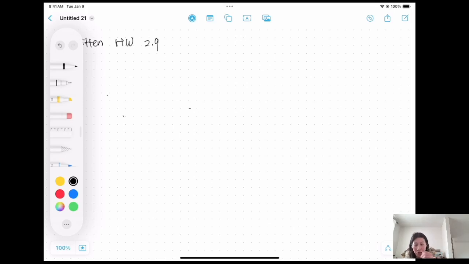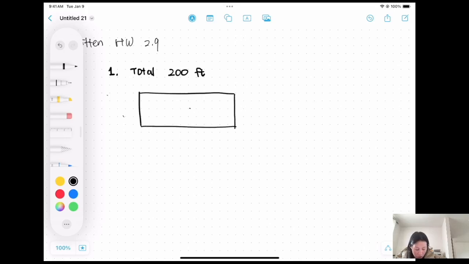First one, you have 200 feet of fence, so we know that all of the fence, the measurement is 200 feet, to construct a rectangular pen with a fence divider down the middle, just like the graph they show you. What dimension of the pen encloses the largest total area?